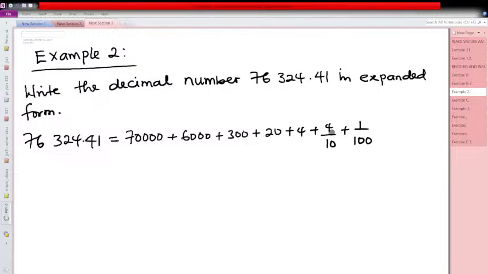Because this is taking the place value of tens, this is taking the place value of hundreds, and this is the place value of units, tens, hundred, thousands, tens of thousands. Okay, so this is what you have to do. How they are built into what we have as 76,324.41.